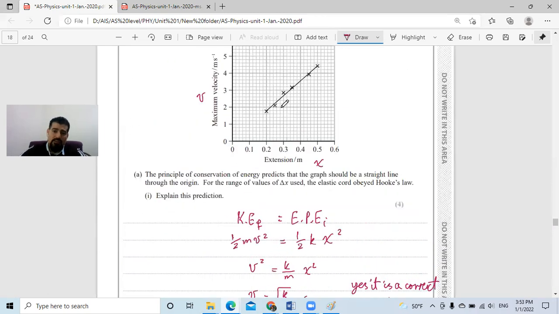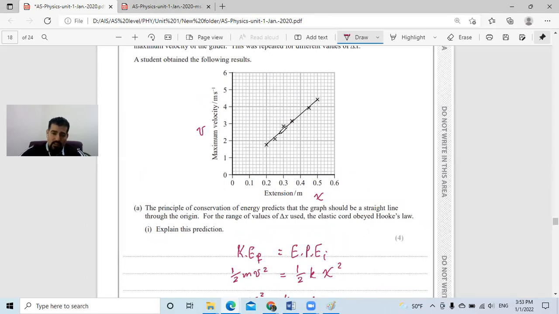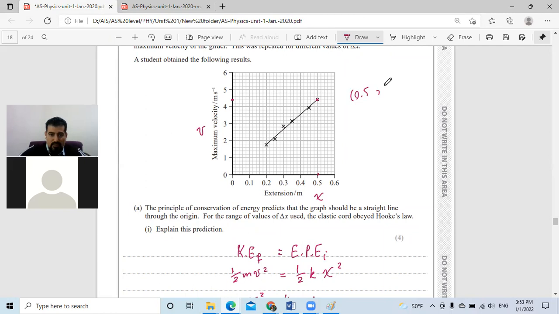So I have to find the gradient of this specific line, since they say it starts from 0. I have to pick two points and calculate the gradient. Let's pick this point here, not the cross, because I'm talking about the line. It's a fixed point with these two coordinates: 0.5 with 4.4, and the origin, 0 with 0.